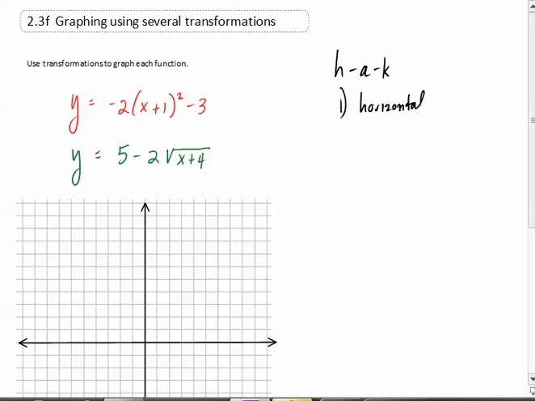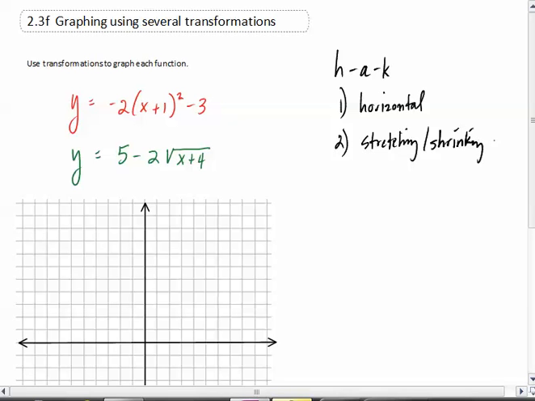Basically the order in which I talked about them here on the videos: horizontal translations. The second one, we're going to mess with the A, which is that thing in front, which means any stretching, shrinking, or reflecting. And then the last is going to be the K, which is the vertical. And these variables to which I refer are the things that adjust a graph like this.